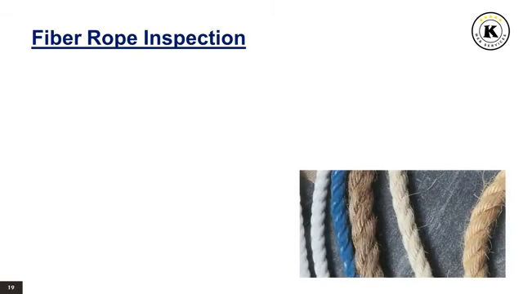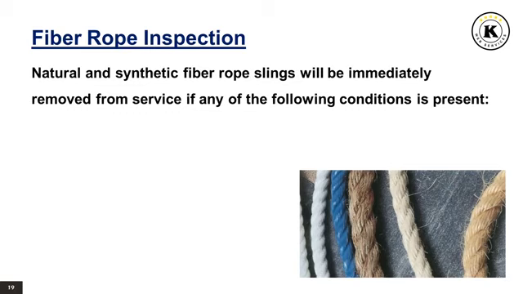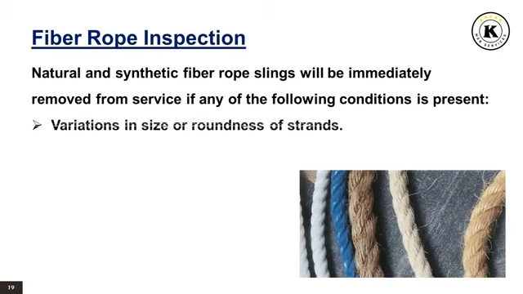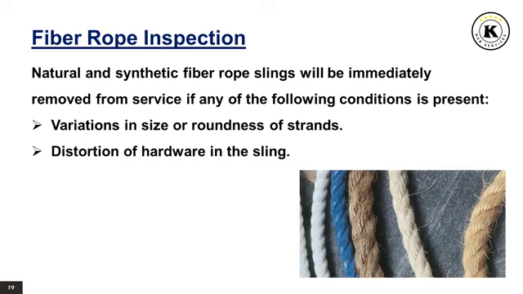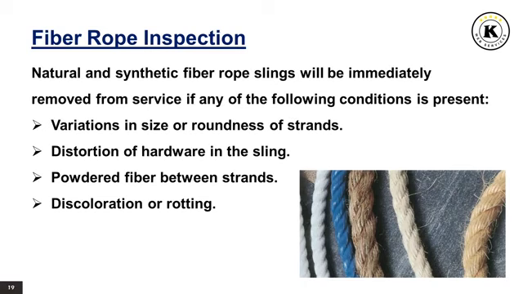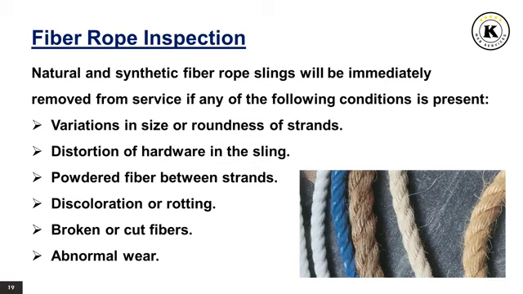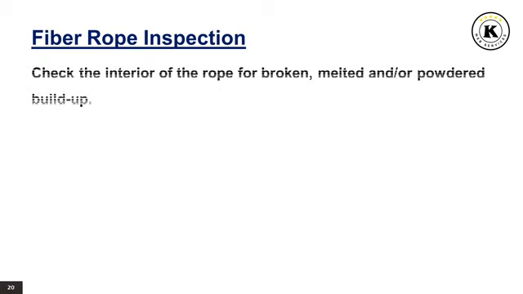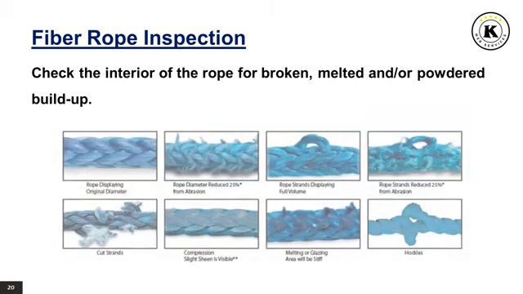Fiber rope inspection. Natural and synthetic fiber rope slings will be immediately removed from service if any of the following conditions is present: 1. Variations in size or roundness of strands. 2. Distortion of hardware in the sling. 3. Powdered fiber between strands. 4. Discoloration or rotting. 5. Broken or cut fibers. 6. Abnormal wear. Check the interior of the rope for broken, melted, and/or powdered buildup.